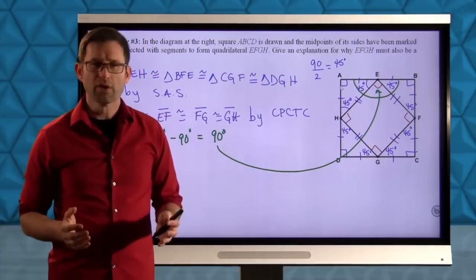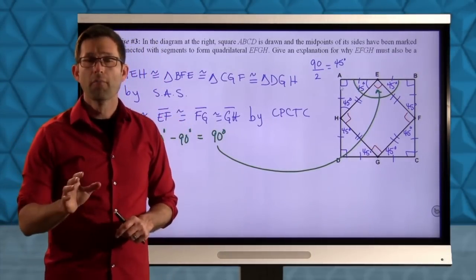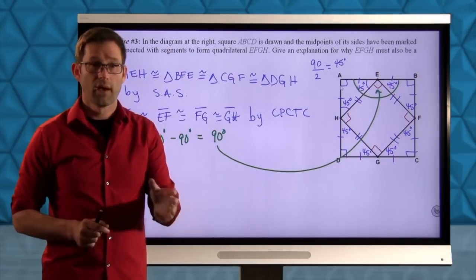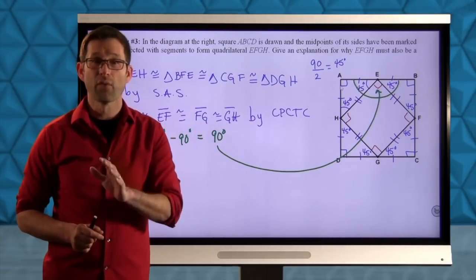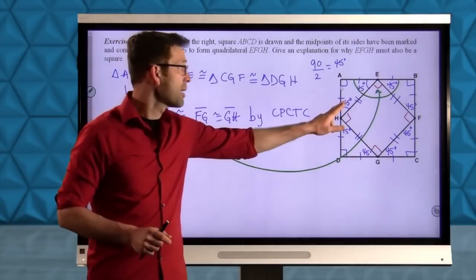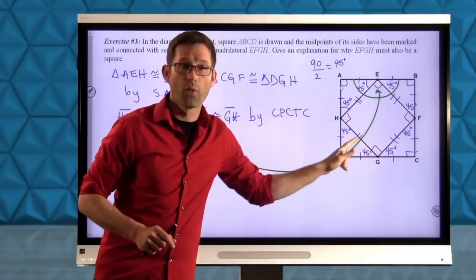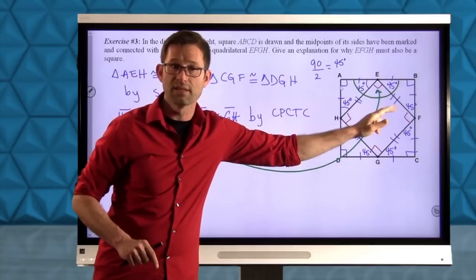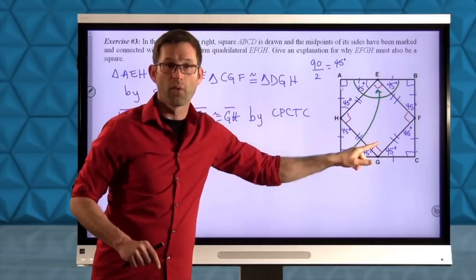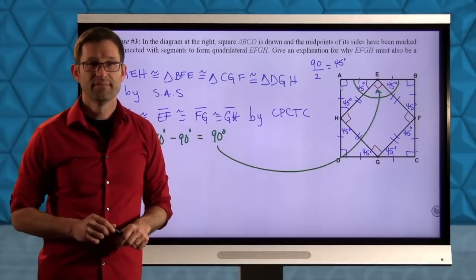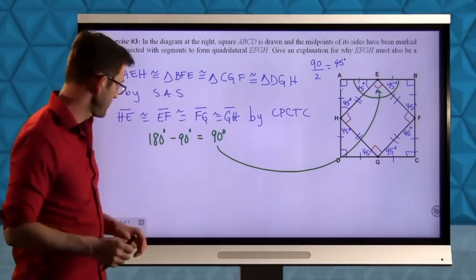So I can establish, this isn't exactly a proof, but I can establish using facts that I know about isosceles triangles, isosceles right triangles, and the rest of it, not only that that inner quadrilateral has 4 congruent sides, that's by CPCTC, but also that the 4 angles are 90 degrees. All right? Let's keep going.